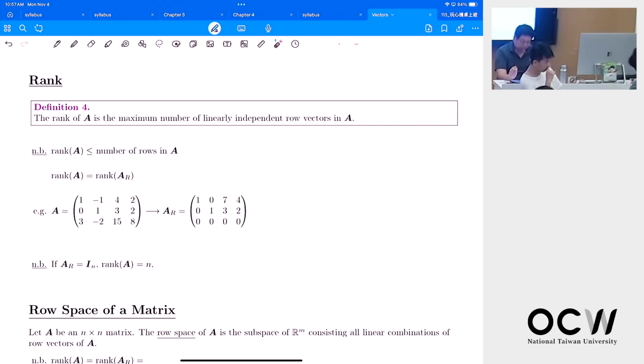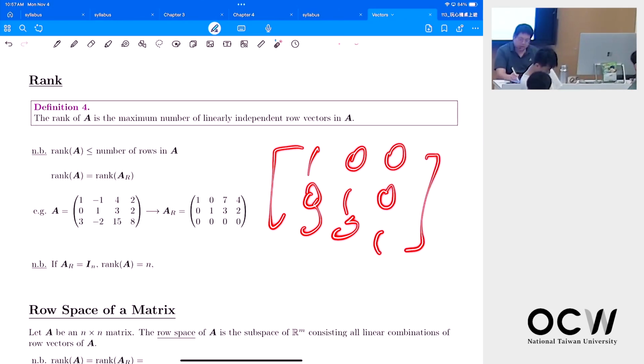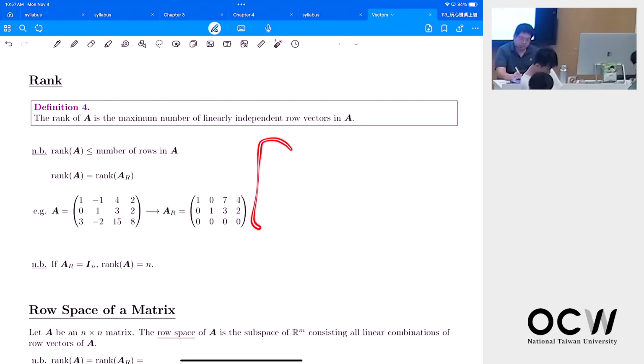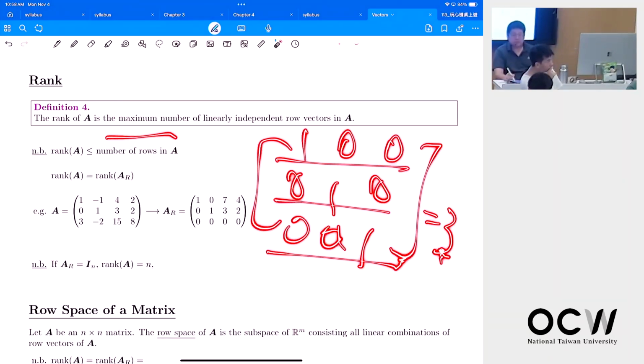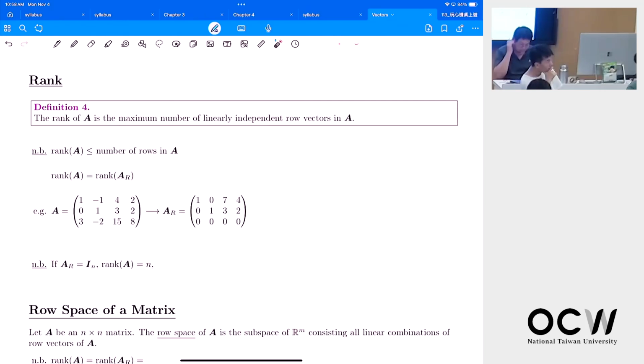Okay, so the rank will be less than or equal to the number of rows. It could be equal because, for example, this identity matrix, these 3 row vectors are linearly independent, so they are 3. Then the rank is 3 because the maximum number here is 3. Okay?